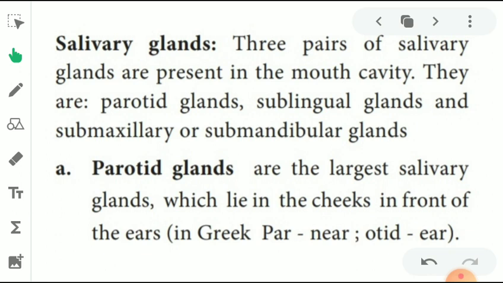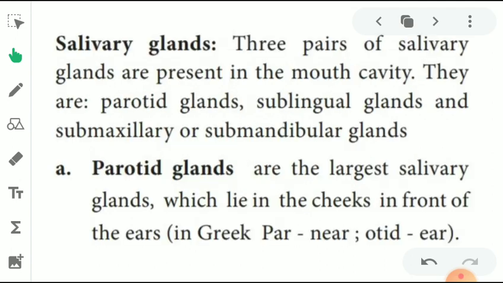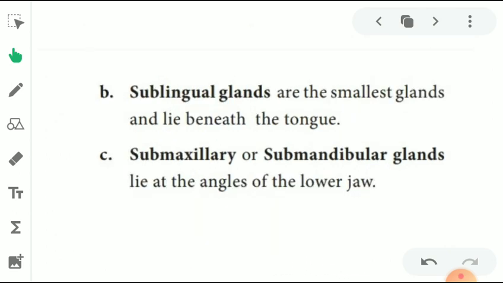Salivary glands are digestive glands. Three salivary glands are present. The first gland is the parotid, the largest gland, located like a cheek in front of the ears. In Greek, par means near and otid means ear; it is present near the ear.